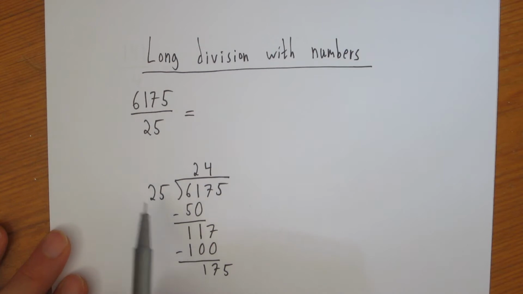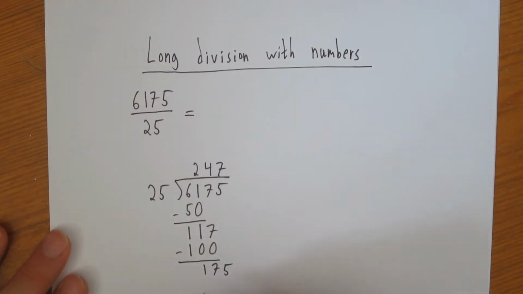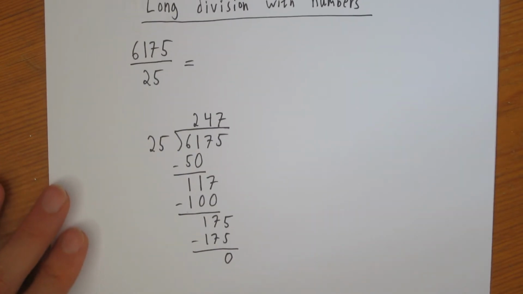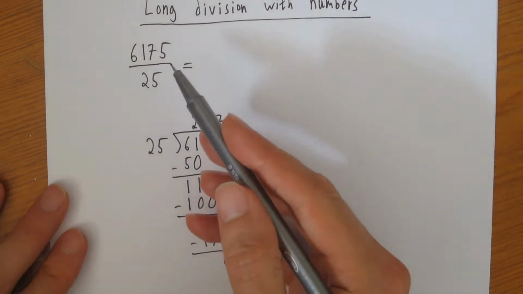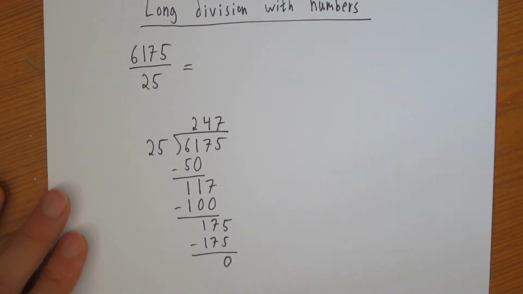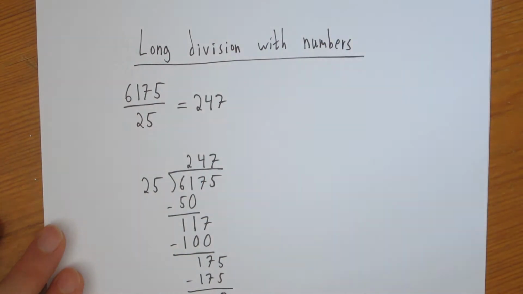Now, how many times can you fit 25 into 175? 7 times, because 25 times 7 is 175. You do the minus thing, and of course that's 0. And since you have 0 here, the division worked out, and there is no remainder. And the conclusion is that 6,175 divided by 25 is 247.